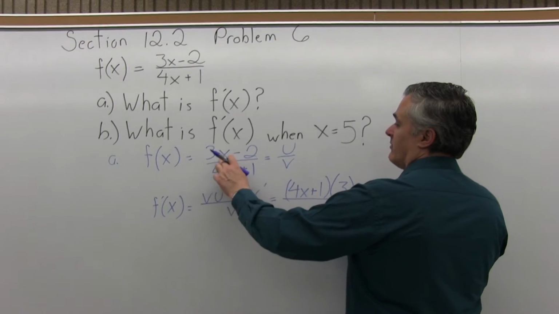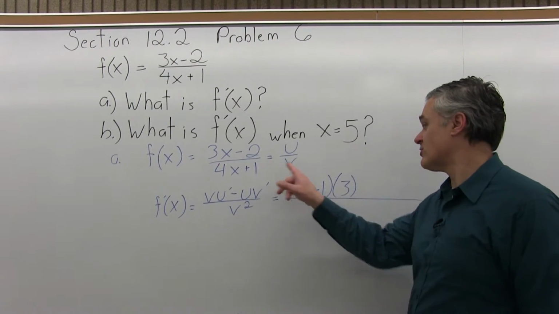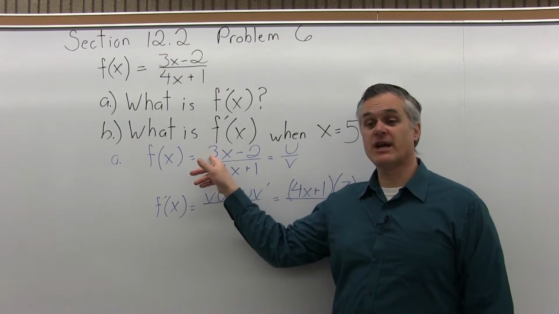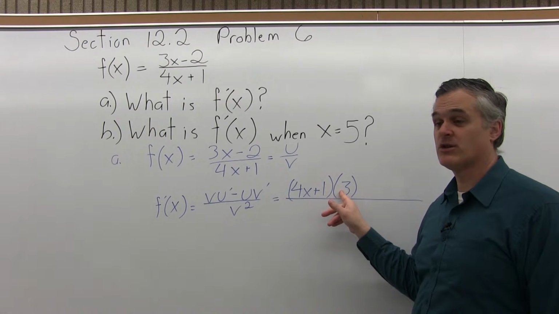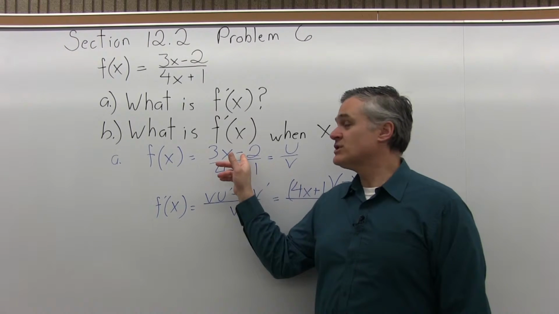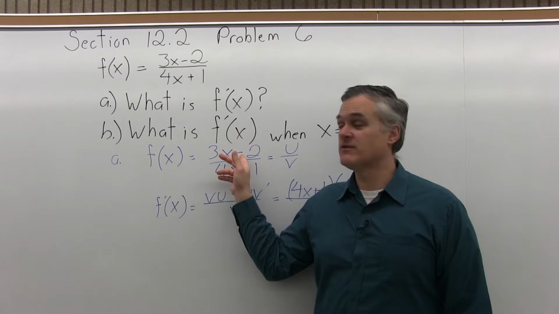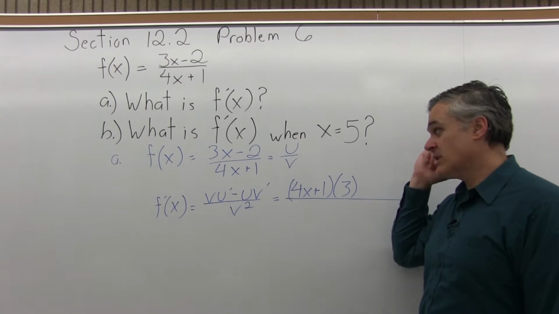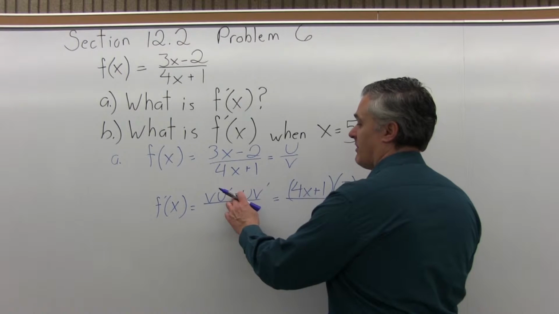Now again, where does that come from? The 3x to the first has a derivative of 3. When you have an x to the first, the derivative is just the number in front of the x. So 3x gives me a 3 when I do the derivative. The minus 2, any value with no x, its derivative is 0. So it's really 3 minus 0, which I can really write as 3. Then I have minus.